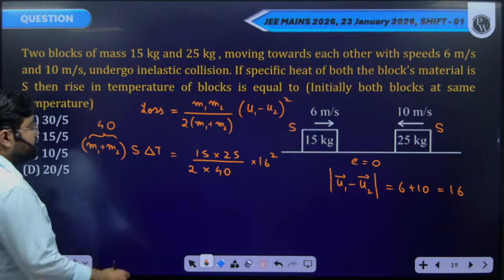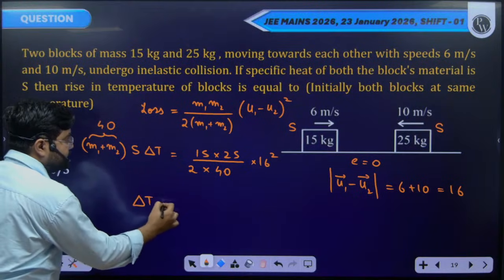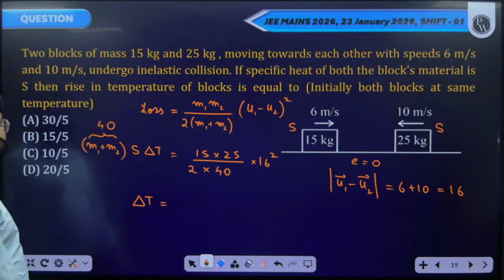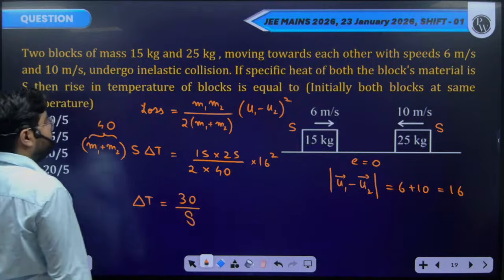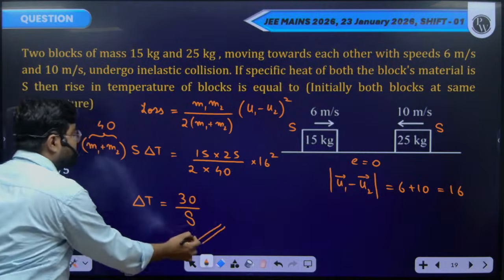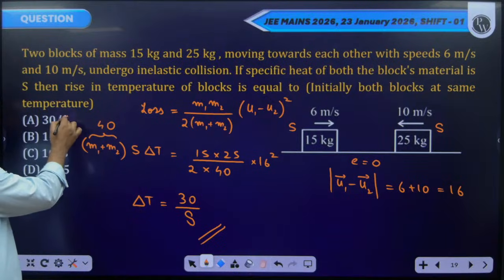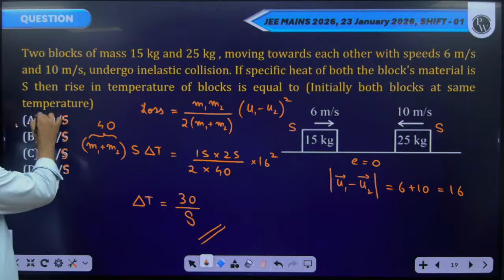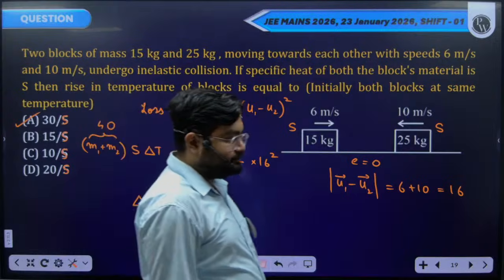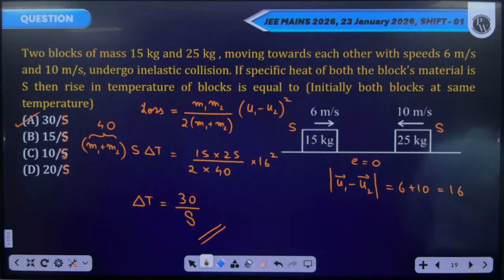Now on calculation, the delta T finally comes out as 30 by S, and this is the answer. Here there has been a printing mistake. These options are supposed to be S. Alright, and the first option is the correct answer.